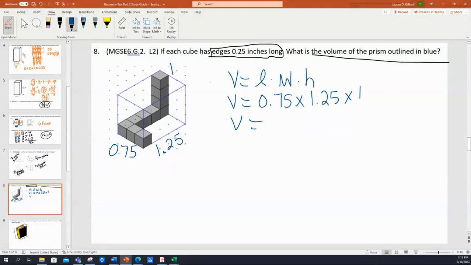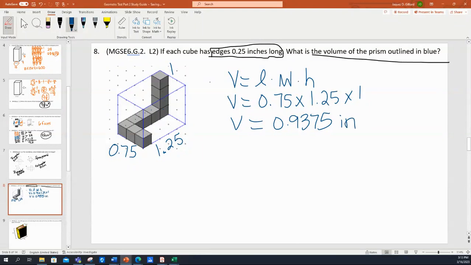So what is the volume going to be? Well, I'll give you a minute because guess what? I'm going to pull out my calculator too. How about that? So 0.75 times 1.25 times 1 is going to give you what? 0.9375. And you know what, students, it's okay to leave it like that unless they ask you to round it off. Okay, if they didn't, it's fine. So we can call it 0.9375 inches.